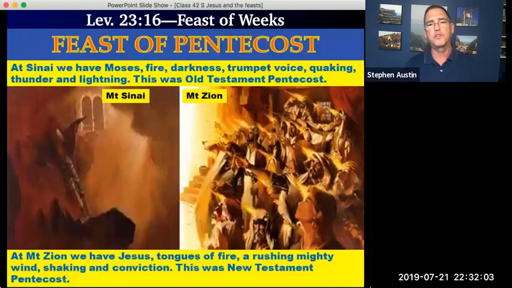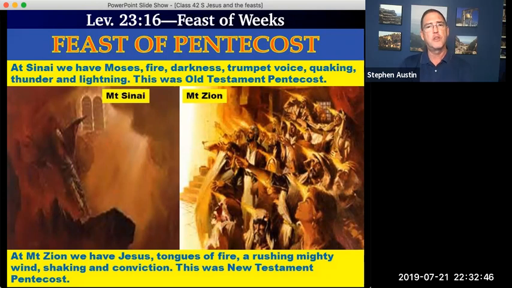And then you have what's called the Feast of Pentecost, or Feast of Weeks in the Bible. And you have here some stories that are juxtaposed together, where you have the story of Mount Sinai, which is the first Pentecost ever, and you have Moses and fire, darkness, the trumpet, the quaking, thunder, lightning. This was the Old Testament Pentecost, okay? And the 10 Commandments and the law then were given to Moses on that first Pentecost day at Mount Sinai. And it was the time of the beginning of the late harvest, okay?